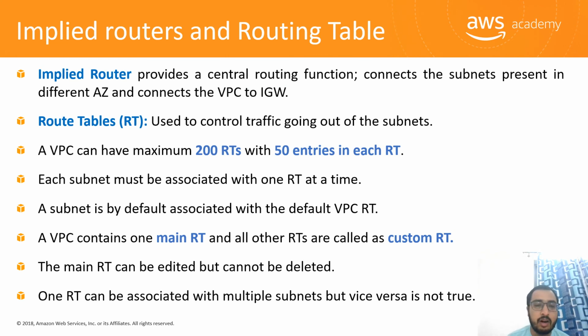Implied routers and routing tables. Implied routers provide a central routing function connected to the subnets present in the different availability zones. Each subnet must be associated with one route table at a time. A subnet is by default associated with the default VPC route table. A VPC contains one main route table and custom route tables. The main route table can be edited but cannot be deleted. One route table can be associated with multiple subnets, but vice versa is not true.